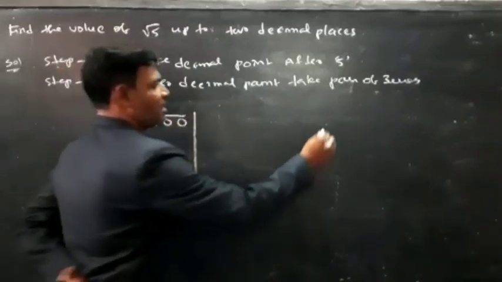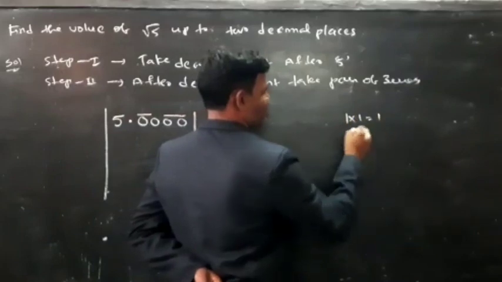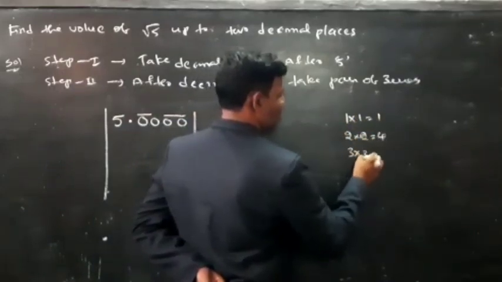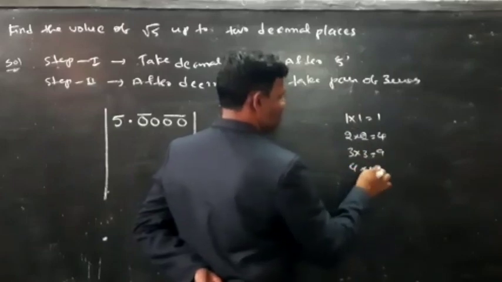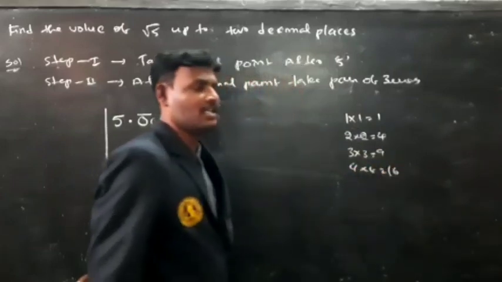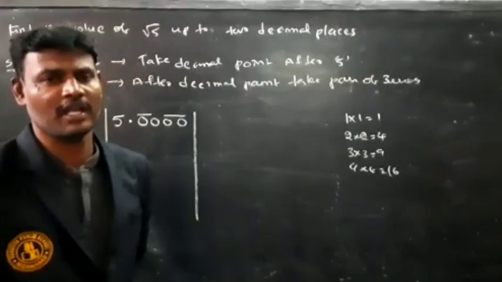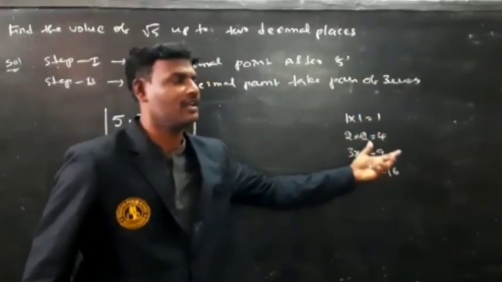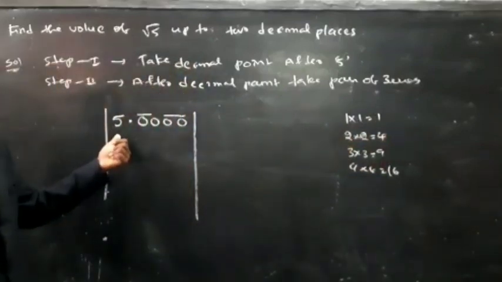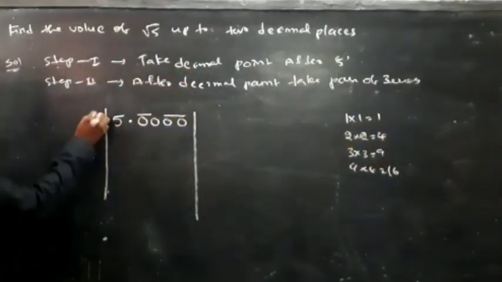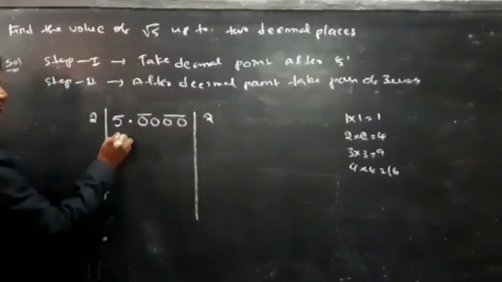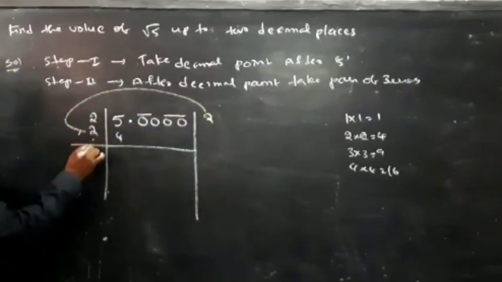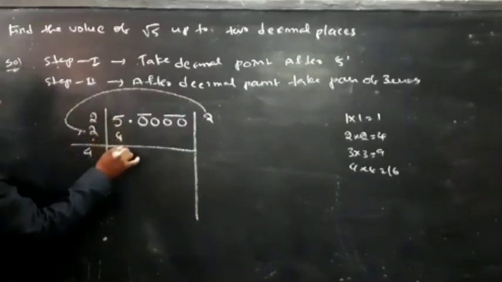Now 5. For example, 1 one is 1, 2 twos are 4, 3 threes are 9, 4 fours are 16. So to find the square root of 5, I have to take square numbers. 1 square is equal to 1, 2 square is equal to 4, 3 square is equal to 9. Here, what is the nearest number to 5? 4. So here, 2 twos are 4. Next you get 2 here. 2 plus 2, how much? 4. 5 minus 4, 1.